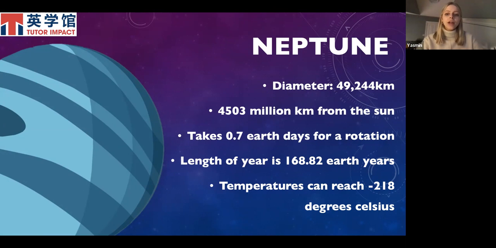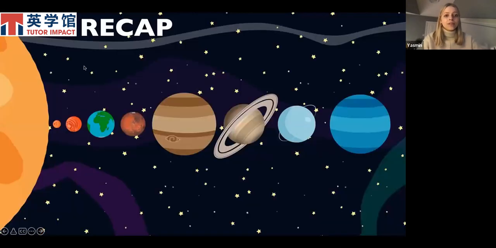And as with the other gas giants, it's much farther away from the sun, so it's much colder, and temperatures can reach minus 218 degrees Celsius. So that is the last planet. We're now going to see if you can remember the order of the planets. So what I want you to do is to pause the video here and see if you can label each one of the planets. I will give you a couple of seconds to name as many of the planets as you can.